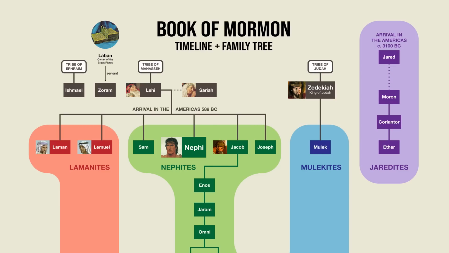Basically, in most of the Book of Mormon, the Lamanites are portrayed as the bad guys, and the Nephites as the good guys. But there are two other American people groups mentioned in the Book of Mormon, the Jaredites and the Mulekites.